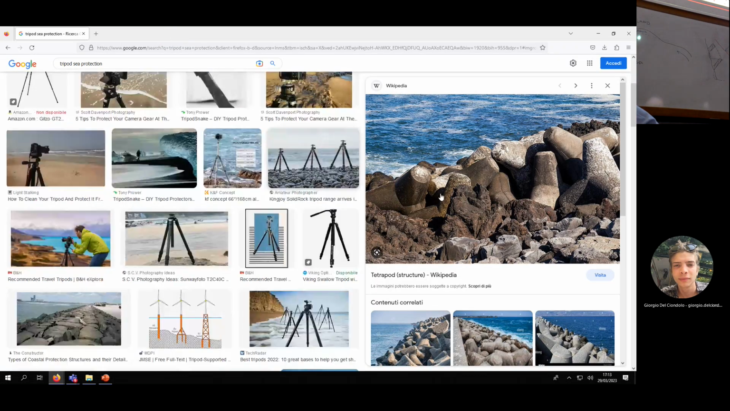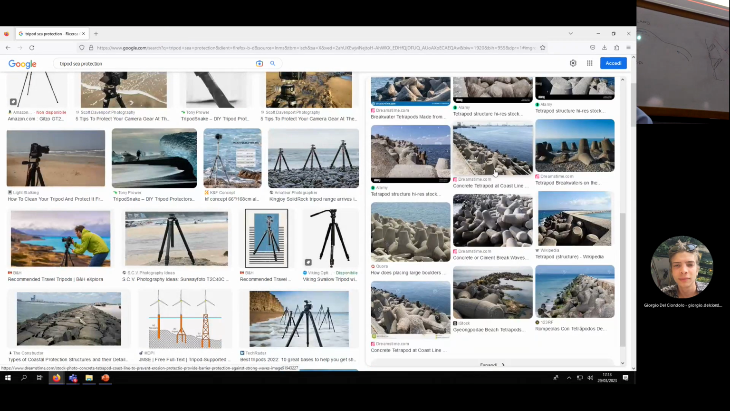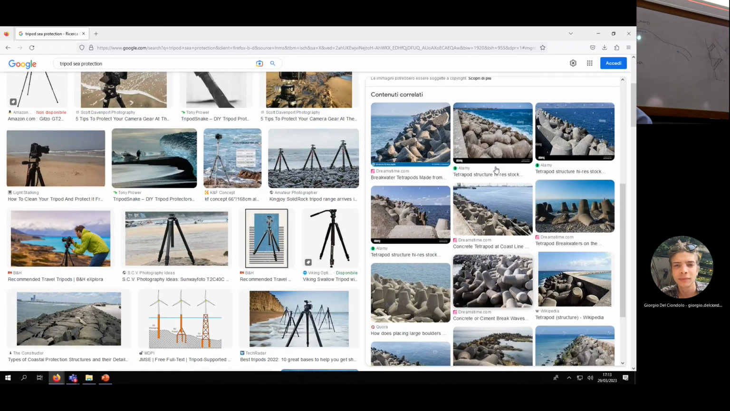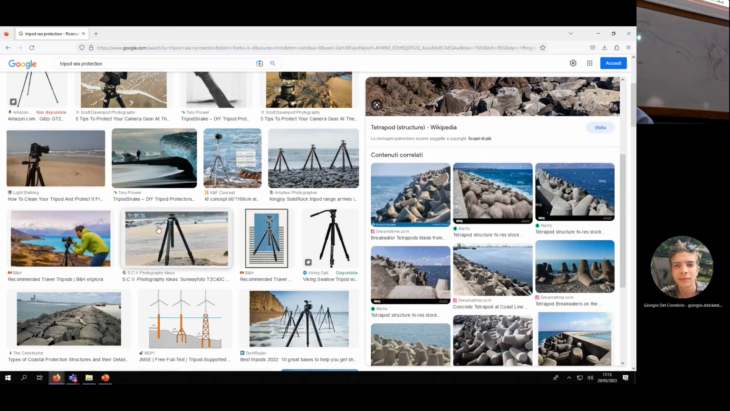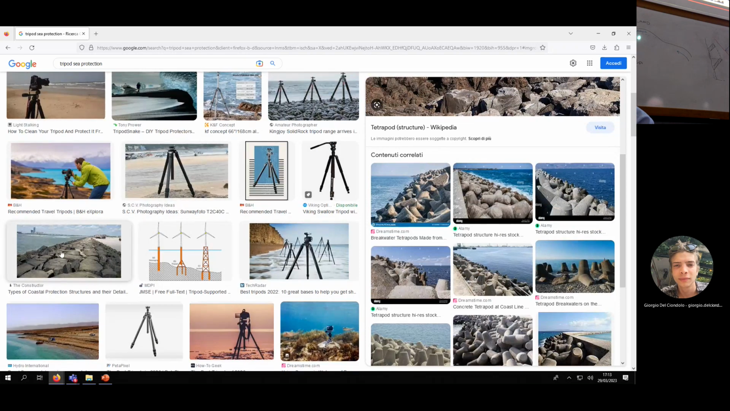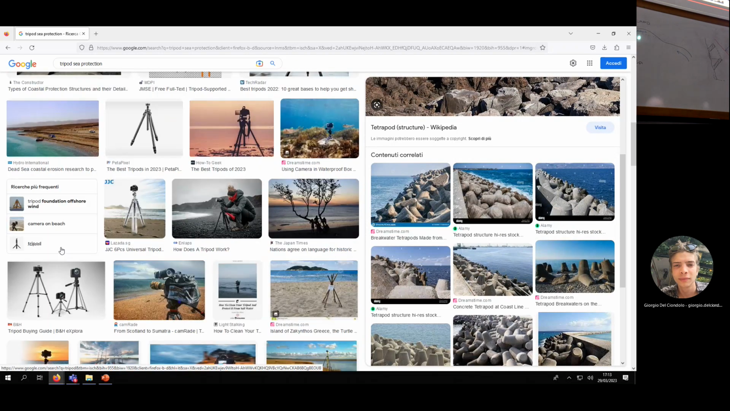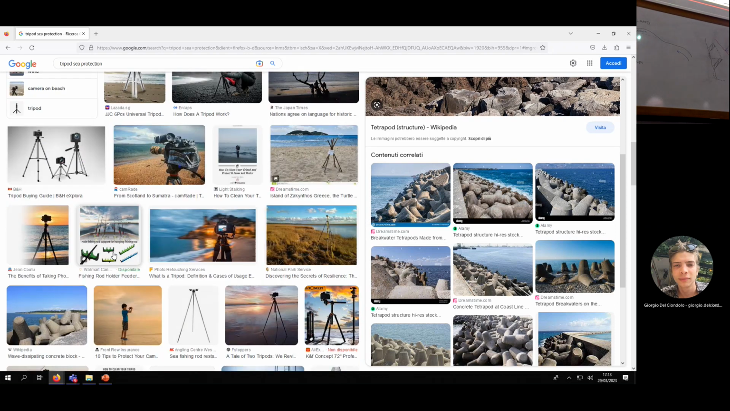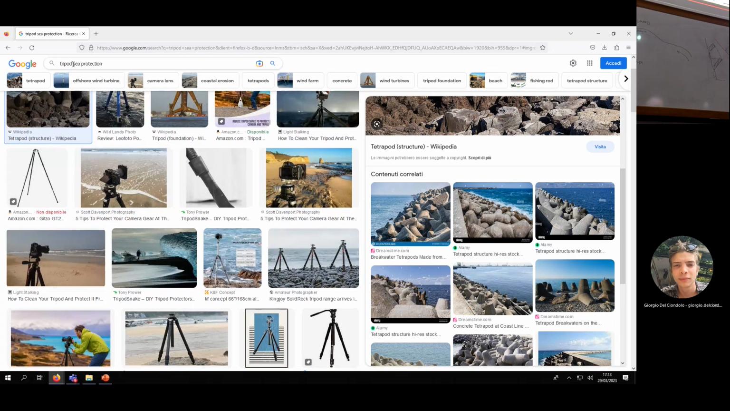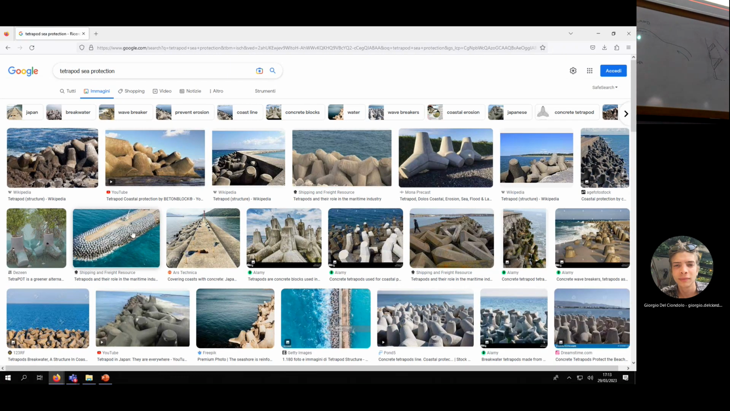Let me see if I get some figure, because some of them are shaped in a way that they lock each other. Tetrapods can lock each other, and they are T-shaped. Some have shapes conceived in order to lock each other. Let me see if I have tetrapod. By searching for tetrapod, I think it's a little bit better.